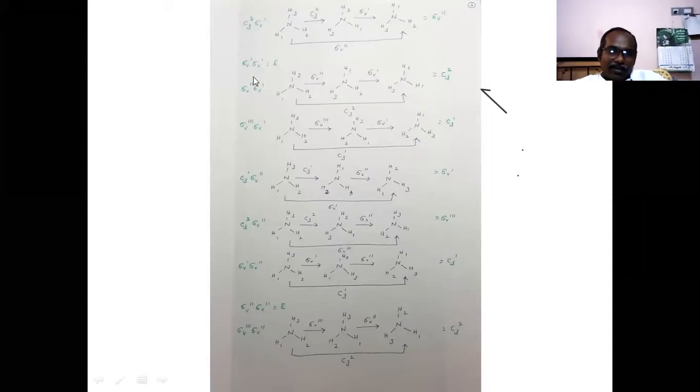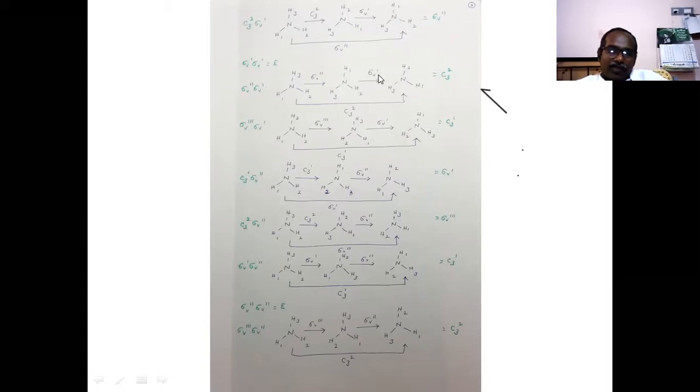So look here, sigma V dash, E. Now look, sigma V double dash, sigma V dash. What is sigma V double dash? Reflection about the plane, this N, H, given the number 2. So when you reflect about this plane, the hydrogen with the number 2 remains in its own place. 1 and 3 are interchanged.